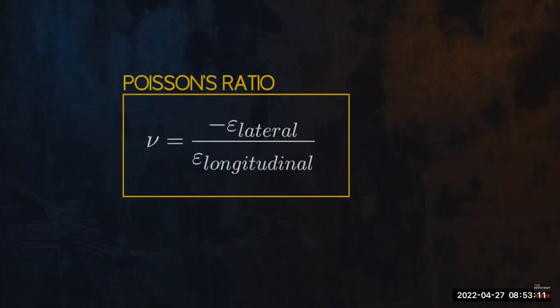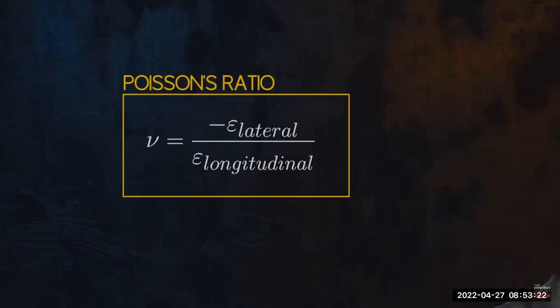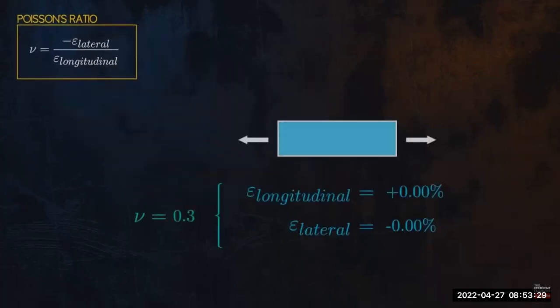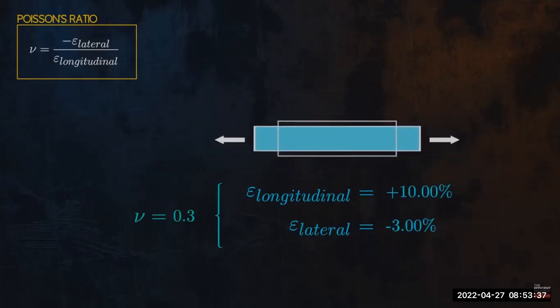By the way, Poisson's ratio is named after this guy, Simeon Denis Poisson, the famous French mathematician who formally defined the ratio in a note published in 1827. You might be wondering why a minus sign slipped into the equation. Remember that by convention, tensile strains are positive and compressive strains are negative. The minus sign is just there so that for the typical case where the lateral strains are opposite in sign to the longitudinal strains, we get a positive Poisson's ratio.